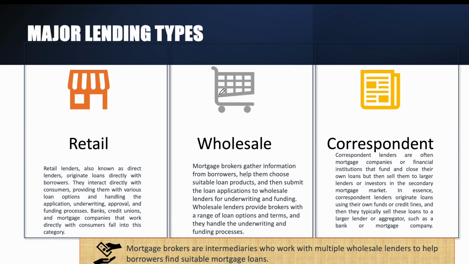Now we go to the lending types, and how these different definitions are related to them. So retail lenders originate loans directly to the borrower. You can relate it now because you have already seen what the meaning of retail is. In wholesale, what will happen? In wholesale, there is a concept of mortgage brokers which will come into the picture. Mortgage brokers are intermediaries who work with wholesale lenders to find borrowers.